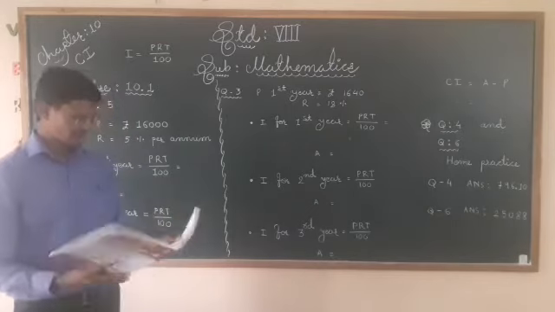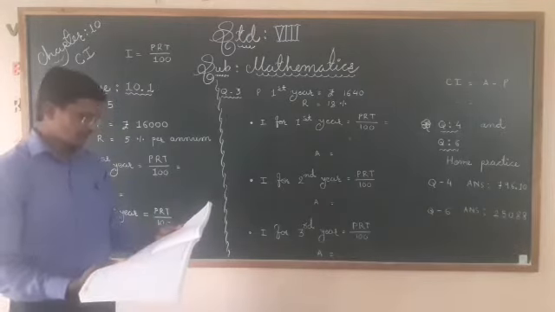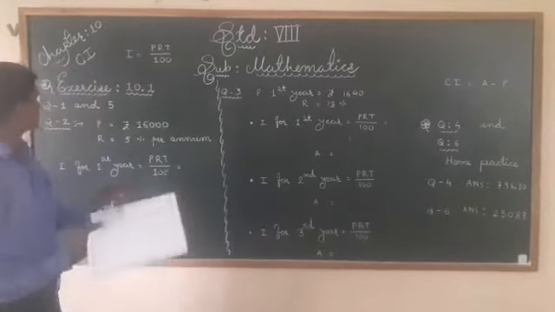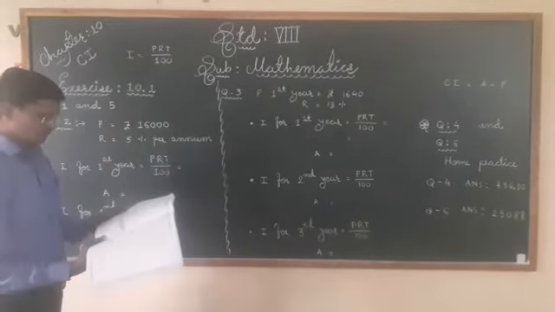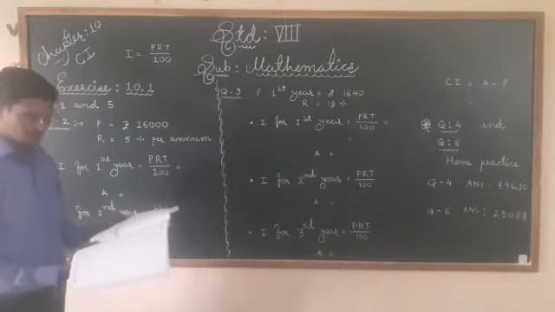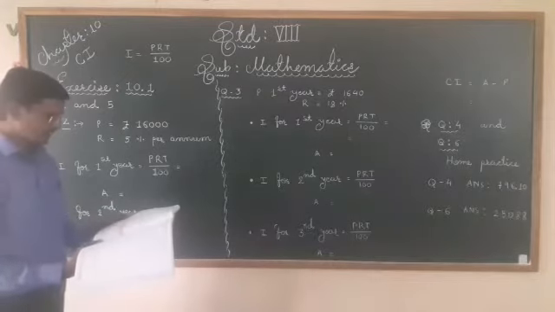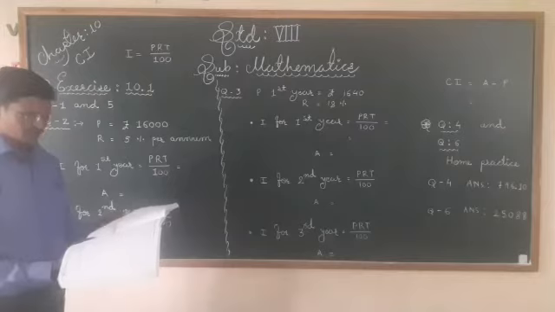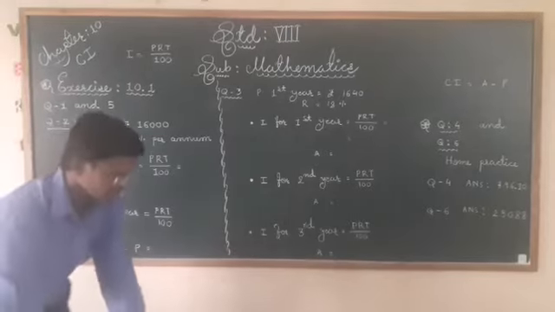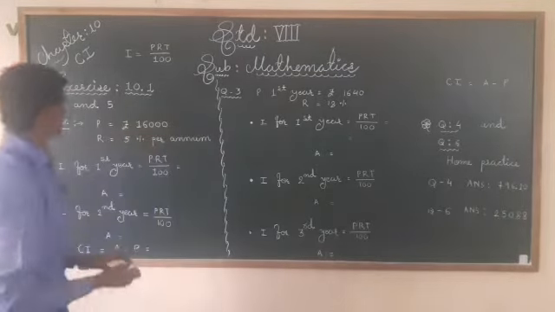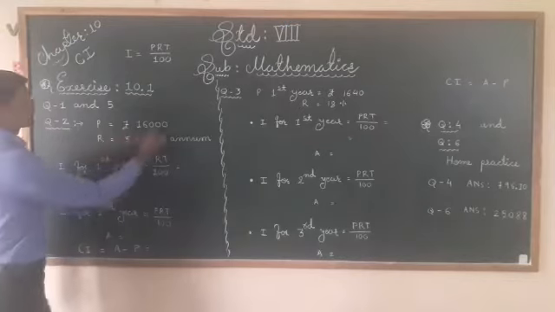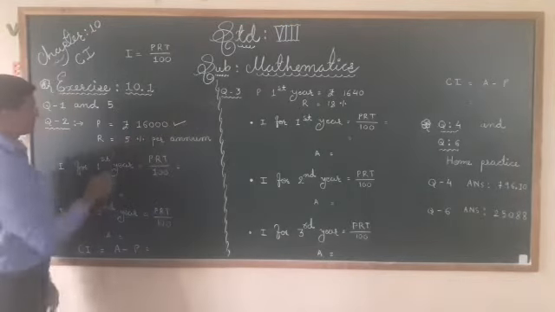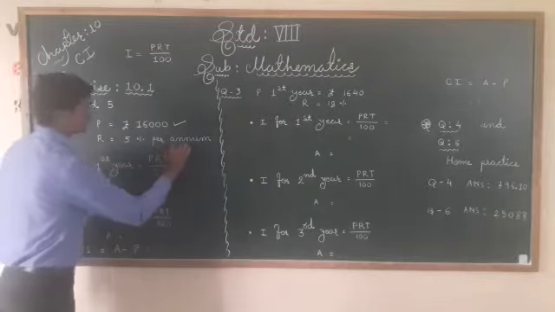Question number 2 is: Jayanti borrowed a sum of rupees 16,000 to purchase a washing machine at the rate of 5% per annum compounded annually for 2 years. Calculate the amount she will have to pay after 2 years. Also find the interest. So here all the values are given. You can see here the principal which is given is 16,000, the rate which is given is 5%.